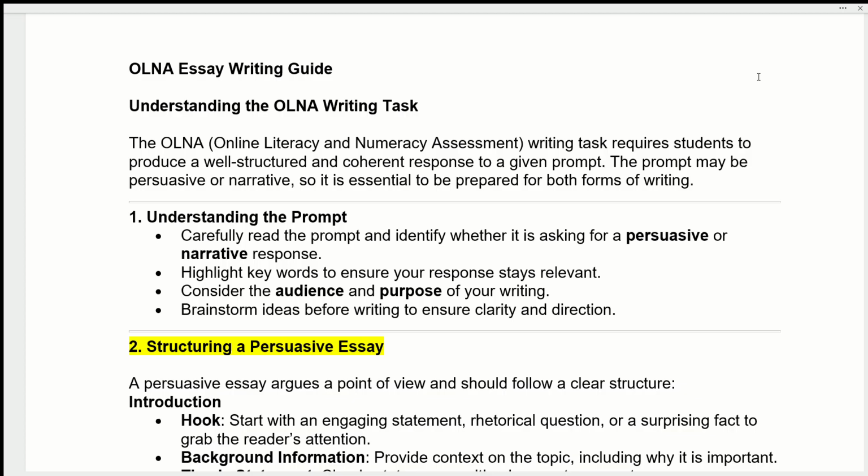The first step in OLNA writing is to understand the prompt and identify whether it is asking for a persuasive or a narrative response. A lot of students tend to struggle a little bit in terms of understanding the question and moving forward with it. Then the next step is to highlight any keywords to ensure your response stays relevant. This is in the planning stage. Consider the audience and purpose of your writing. Brainstorm the ideas before writing to ensure clarity and direction.